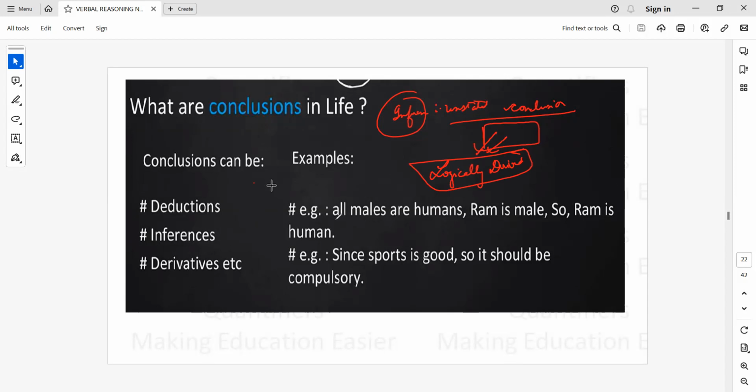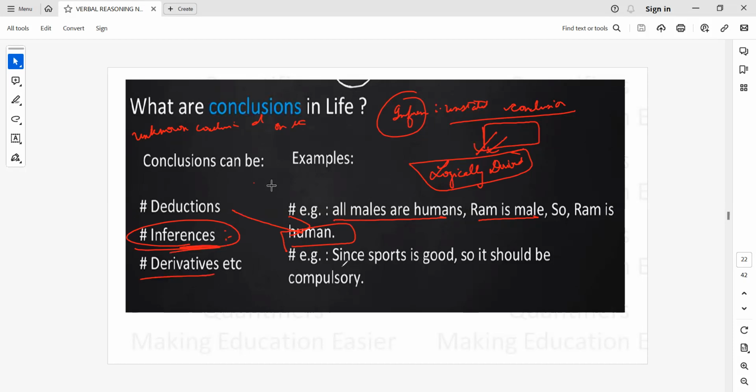For example, here: all males are humans, Ram is male. So from this, can you derive that Ram is a human? This is deductive reasoning. So what is an inference? It is an unknown conclusion, or a conclusion drawn about the unknown on the basis of the known. Something is given to you, and on the basis of it you logically derive something which is not given to you. I'm sure you know inference by virtue of giving your CAT exams.